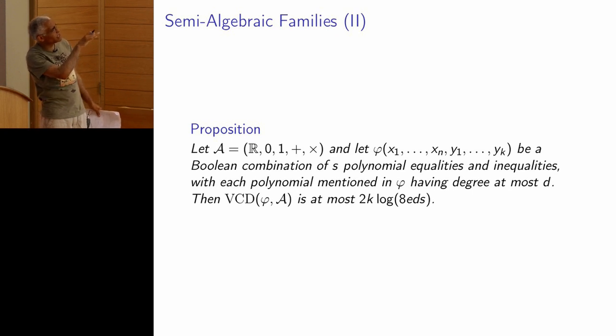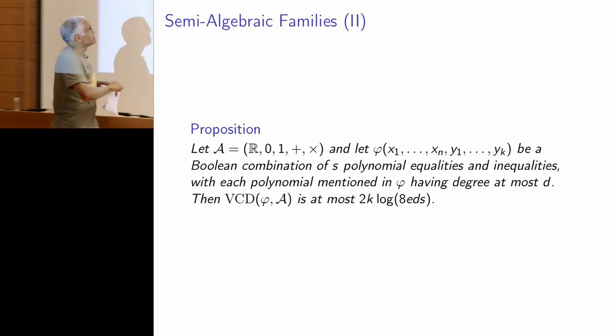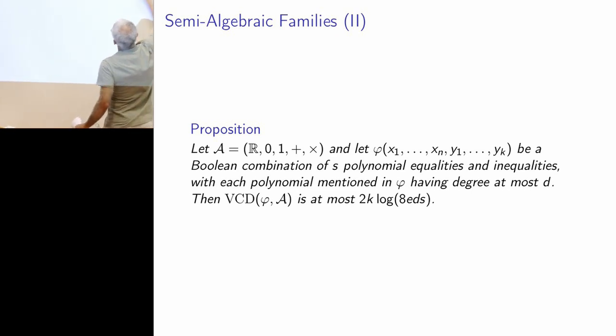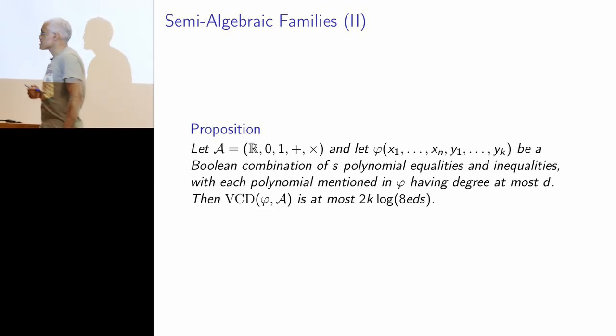So linear in the number of parameters. So this is the kind of magic thing here, that here we have the parameters k, and we're linear in the number of parameters, okay?